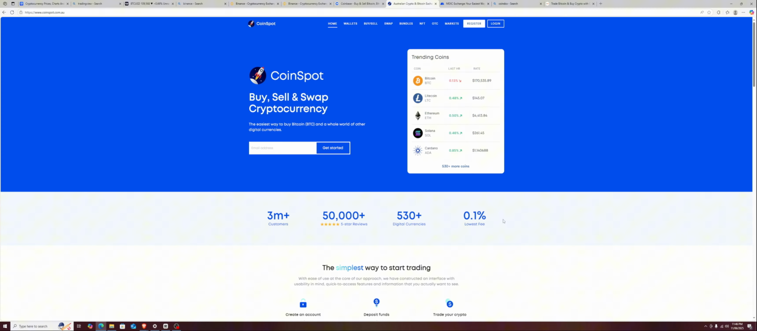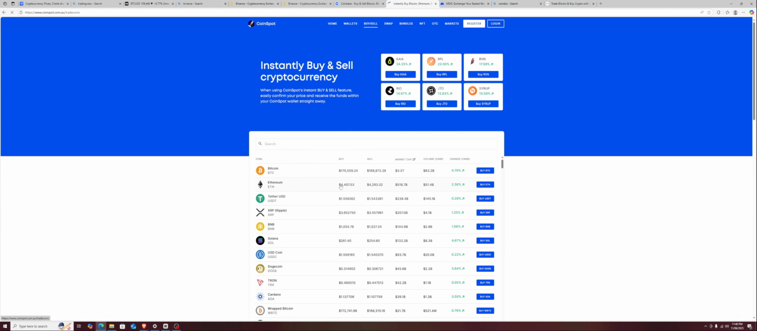It just says 0.1% lowest fees, but I don't trust these people. I've used them personally. Every single transaction, they have charged me 1% buying or selling regardless, and they have a different price for buying and selling. I can probably show it to you here. So you see, if you want to buy Ethereum, you'll have to pay $4,400. If you want to sell it, you're going to get $4,293. So that's a gap of approximately $120. It's not worth it, so I don't use it.